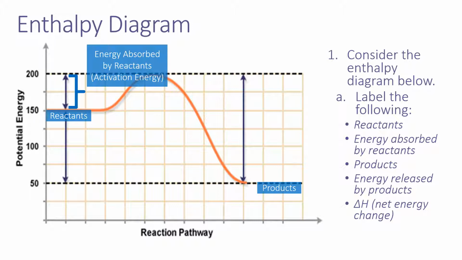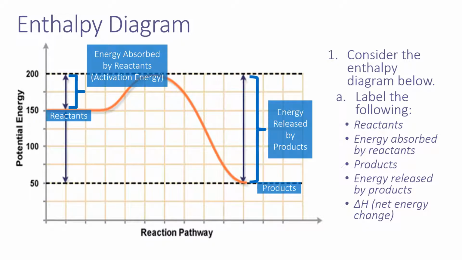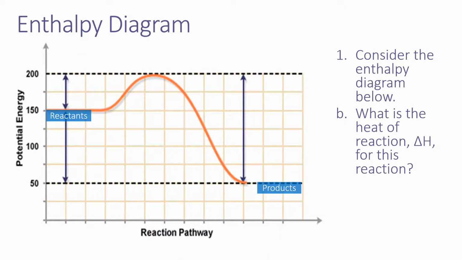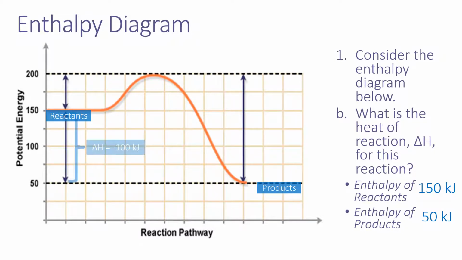Once those reactant bonds are broken and we go to form products, this step releases energy. And so the amount of energy released by the products would be from the top of the hill down to products. So the net energy change, which is delta H, is going to be the difference between reactants and products. So the next question says, what is the delta H for this reaction? So the reactants have an enthalpy of 150 kilojoules, and the products have an enthalpy of 50 kilojoules. So then the difference between them is delta H, which is negative 100 kilojoules.